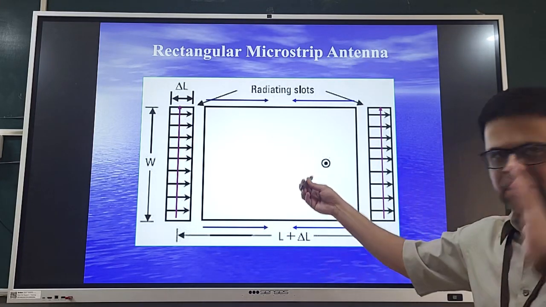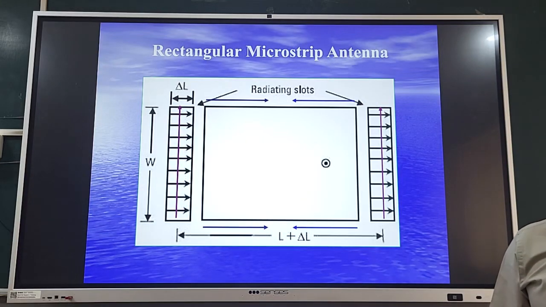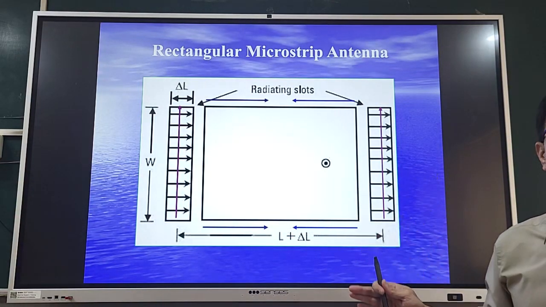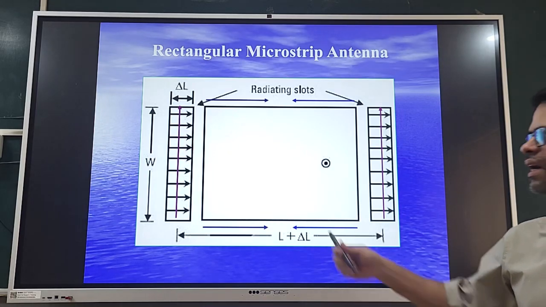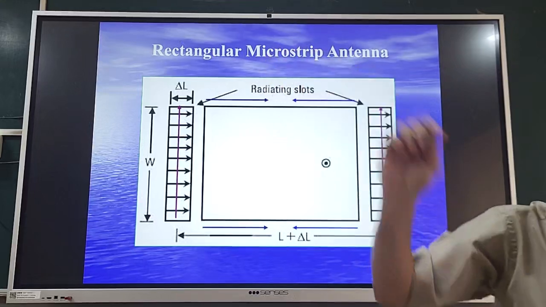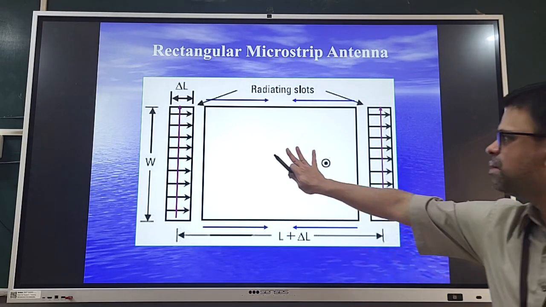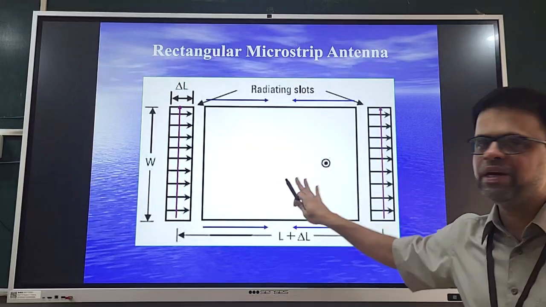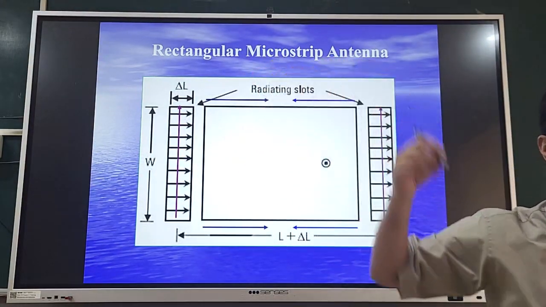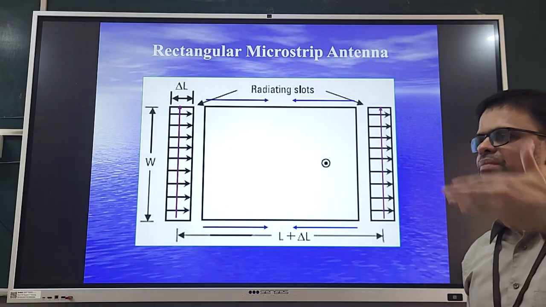Now here, as everyone knows, it is a broadside array because two magnetic dipoles are separated by a distance of lambda by 2. So the radiation pattern coming from the antenna is broadside. Broadside is the direction which is perpendicular to the plane of the antenna. This is the plane of the antenna, the board plane, and the radiation pattern in the direction normal to the board is called the broadside radiation pattern.